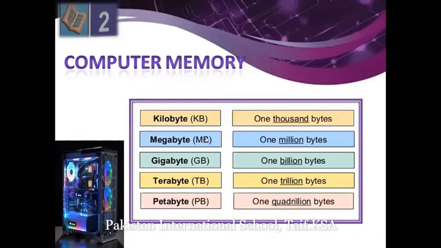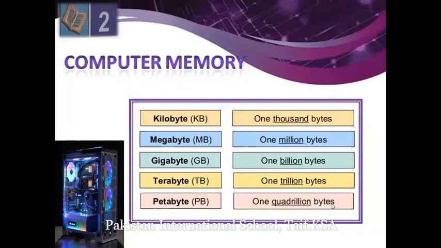And then megabyte, MB. It consists of 1 million bytes. 1 million bytes means that we have 2 raised to the power 20. So it represents 1 million bytes. Then we have gigabytes. A gigabyte consists of 1 billion bytes, 2 raised to the power 30, about a billion bytes. Then we have a terabyte, TB, 1 trillion bytes. So it consists of 2 raised to the power 40. Then petabyte, PB, 1 quadrillion bytes.